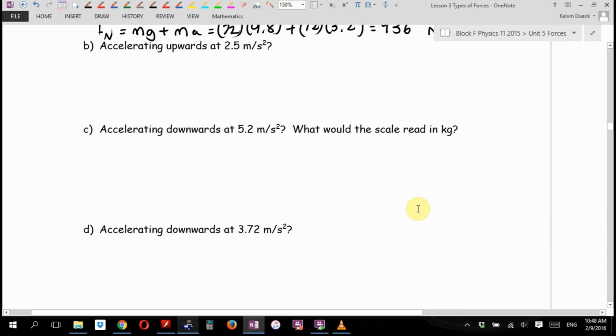Alicia, how is C different? Which way are we accelerating? But it still wants me to find what the scale reads. Which force is it really asking me to find? Normal force? This is a job for a free body diagram. What are the forces acting on this person? Get the obvious one. Yep. What direction is this person accelerating, Alicia?